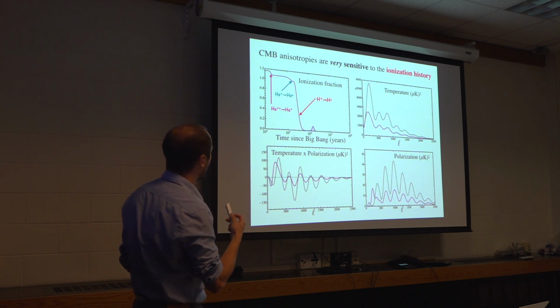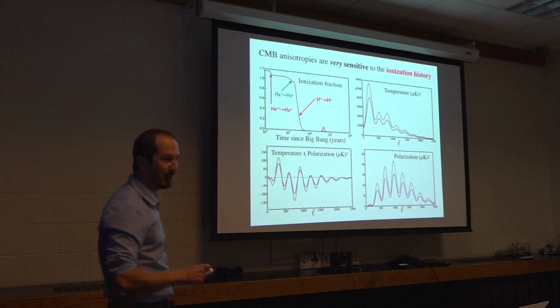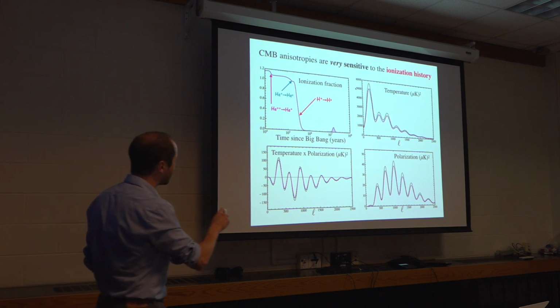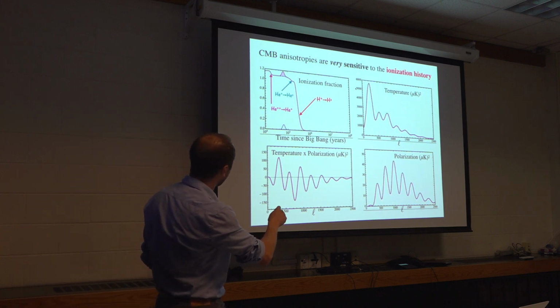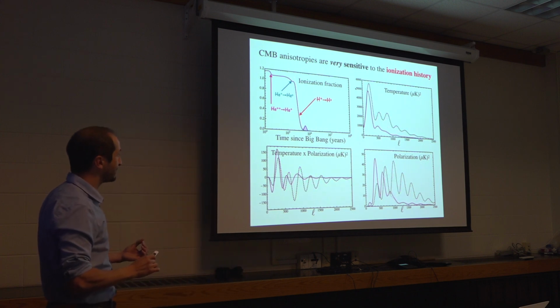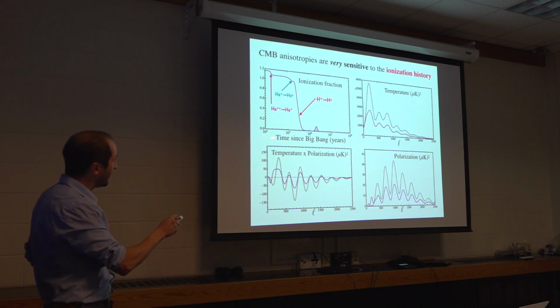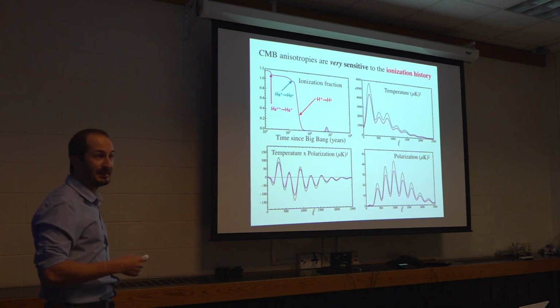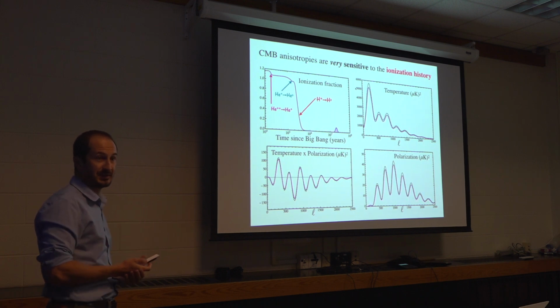So this is a hugely exaggerated bump. But the point is that the temperature and especially polarization power spectra are very sensitive to how exactly the universe recombined, even at quite late times after the last scattering of CMB photons.